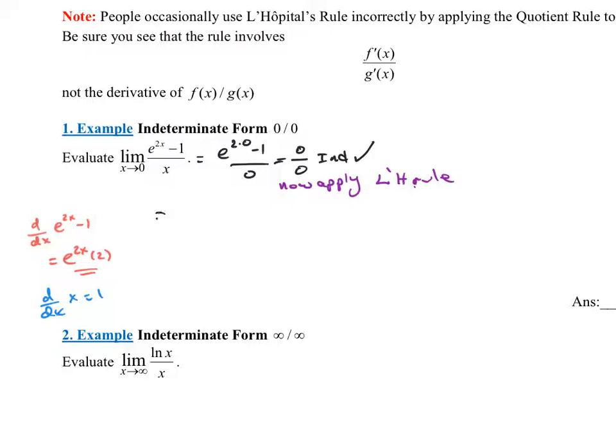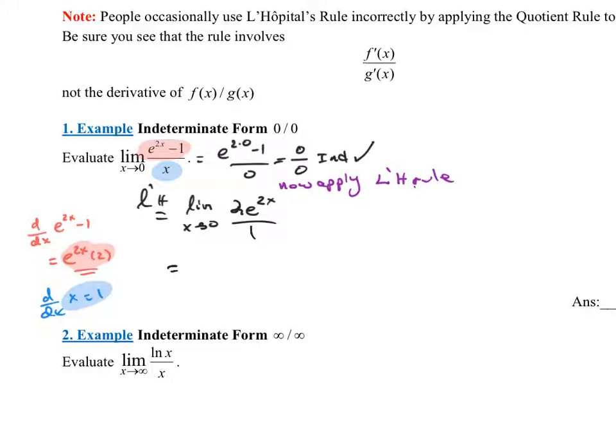So by L'Hopital's rule, this is equal to the limit as x approaches 0 of, instead of using the original e to the 2x minus 1, we're actually going to use its derivative. The derivative of it is 2e to the 2x over, and now instead of using x, we're going to use its derivative, which is just 1. So this is where we would put the 1, okay? So that's what we do, we just substitute in the derivative of the top and the derivative of the bottom, and that's what we end up getting.